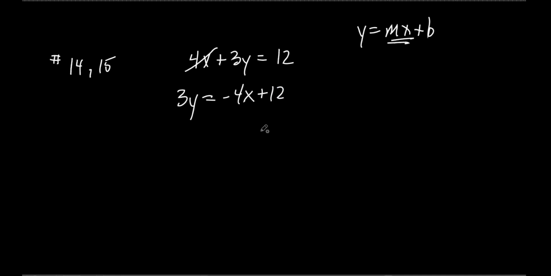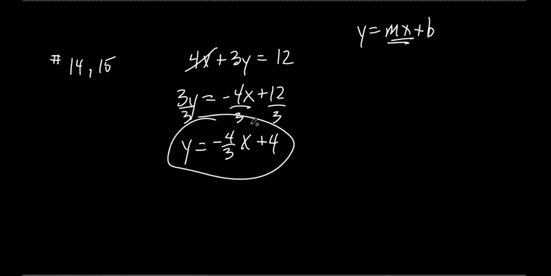You can always go back and watch the YouTube video on that. Divide everything by 3. So we divide that by 3, that by 3. And then y equals, you just write this, negative 4 over 3. Just keep it like that. This is times x. We just stick an x out in front, plus 12 over 3, which is 4. And that would be in slope-intercept form. 14 and 15 are both just like this.